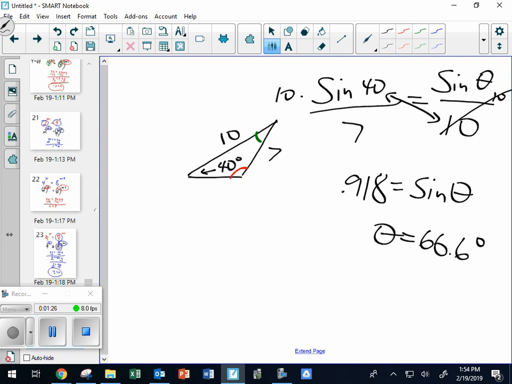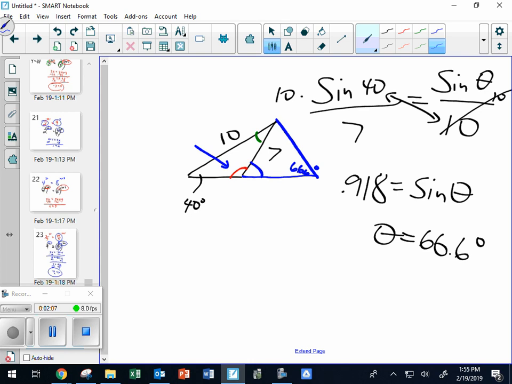spot. What the heck are you talking about, Mr. Server? We just found out the red angle. How could that be wrong? Because this triangle wouldn't be drawn this way. This is a 40-degree angle right there, but it would be swung that way. And that's the 66.6 degree angle. So then this is also 66.6. So then this red one is actually, I'll let you just take it from there.